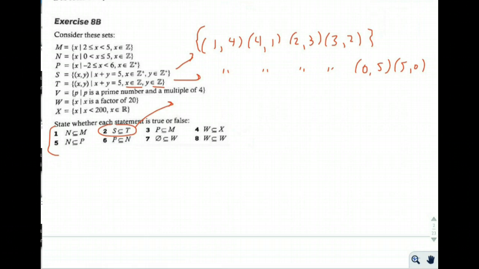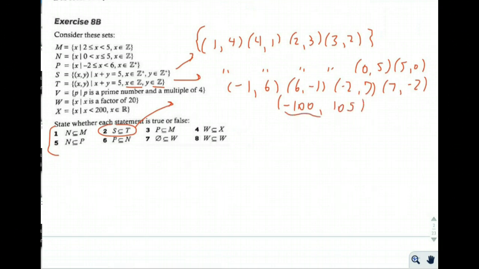We could also include negative ones like negative 1 comma 6, 6 comma negative 1, and this could just get out of hand. We could have infinite of these, right? Because when you include negative numbers, you could just put any number in there. You could put like negative 100, and then you would put 105, right? So this set is one of those infinite sets that could go on forever. So is S a subset of T? Yes, it is, right? Because every element here is an element of T.